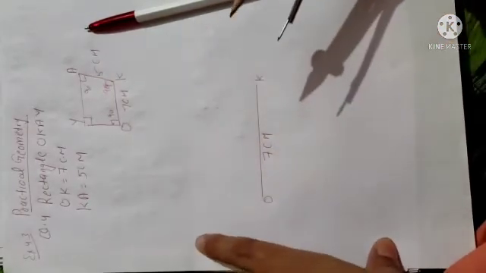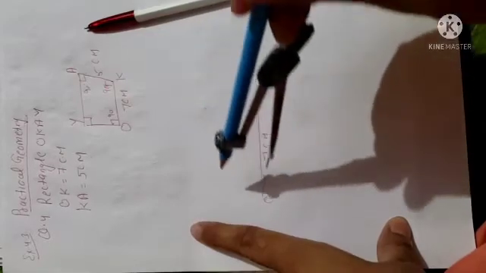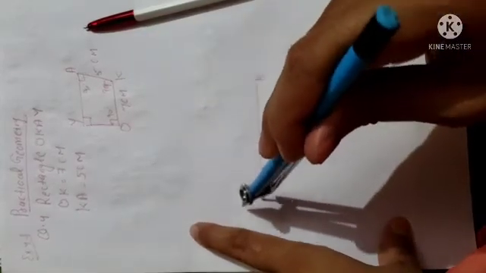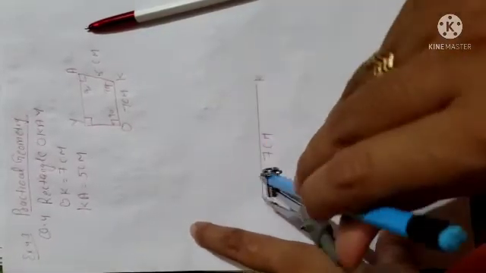So what will you do? First step, you will draw angle O, it is 90 degree. So you will put your compass at point O and you will draw the arc. Open, wait a minute.